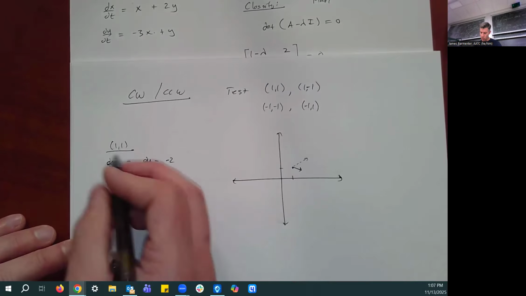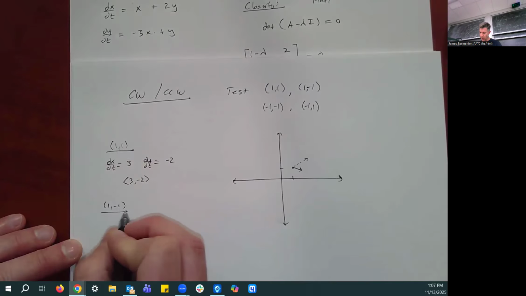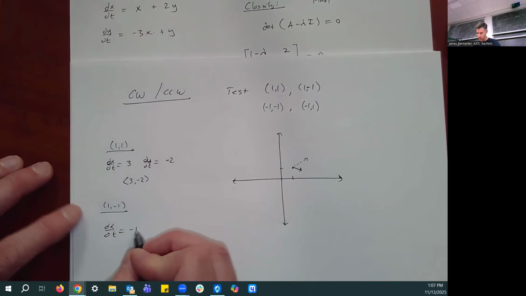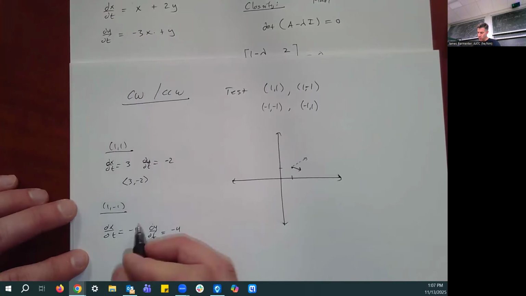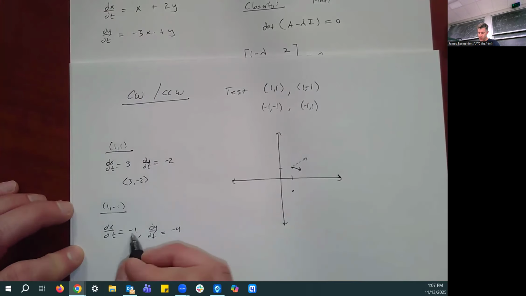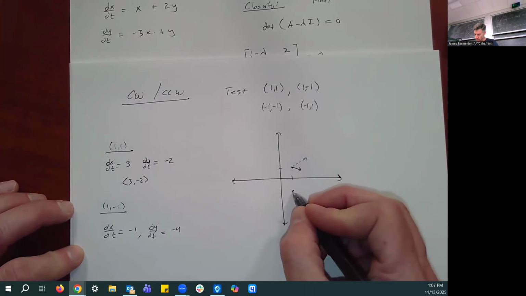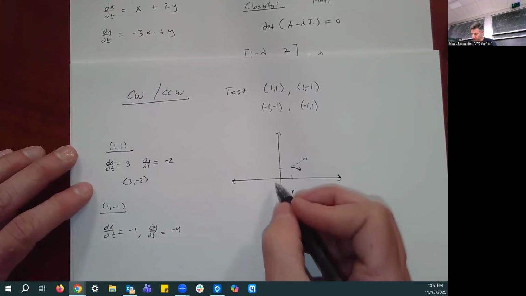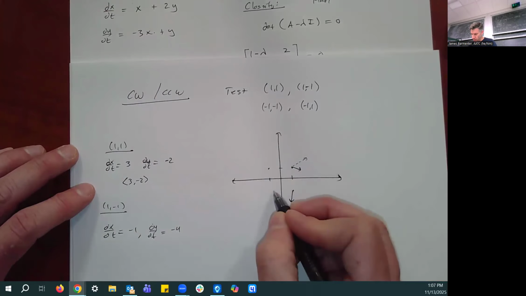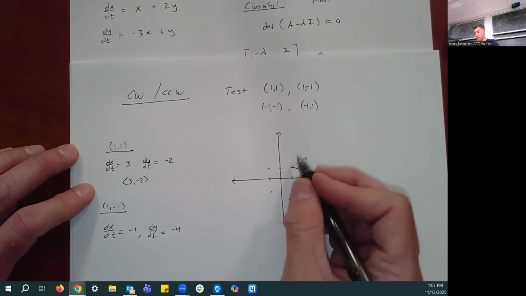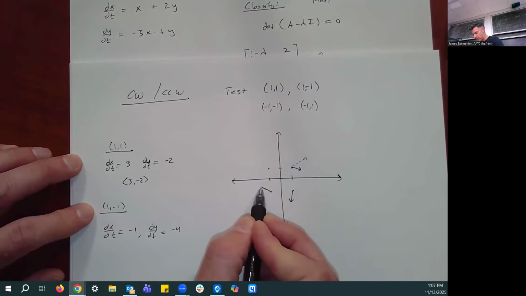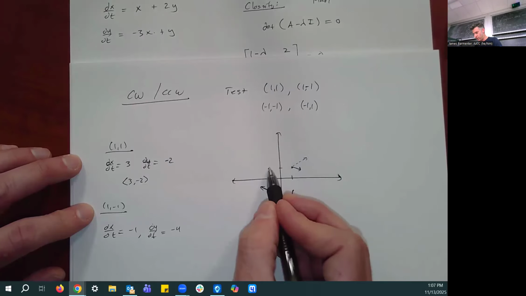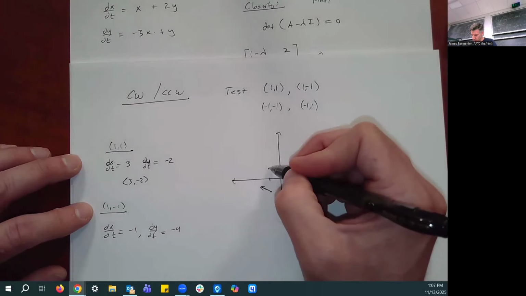So if I do (1, -1), I'm going to get dx/dt equal to 1 minus 2, which is -1, and dy/dt equal to -3 minus 1, which is -4. So at (1, -1), I am left slightly and down more. So I'm going kind of like that. And then, as I mentioned before, the points that are opposite should point in the opposite direction. So the (-1, 1) point should be exactly parallel to that one, but pointing the opposite way, so pointing that way.